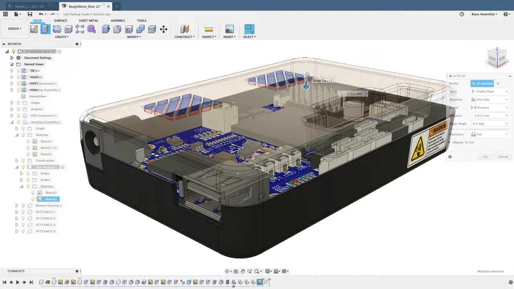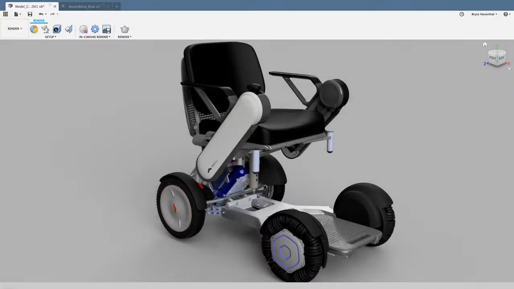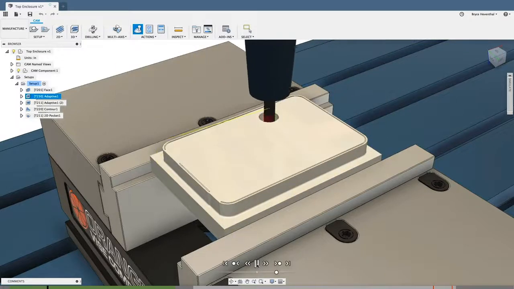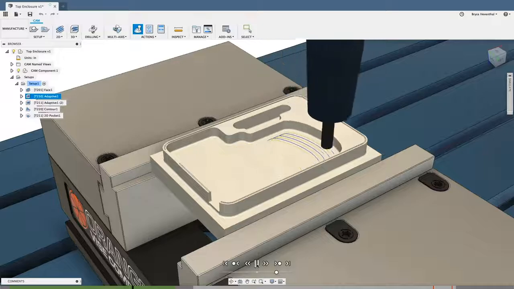But it's more than just electronic design. It's more than just mechanical design. It's more than rendering, simulation, manufacturing, and collaborating. It's a comprehensive product development workflow, and Fusion 360 is the only solution with a complete PCB design workflow.